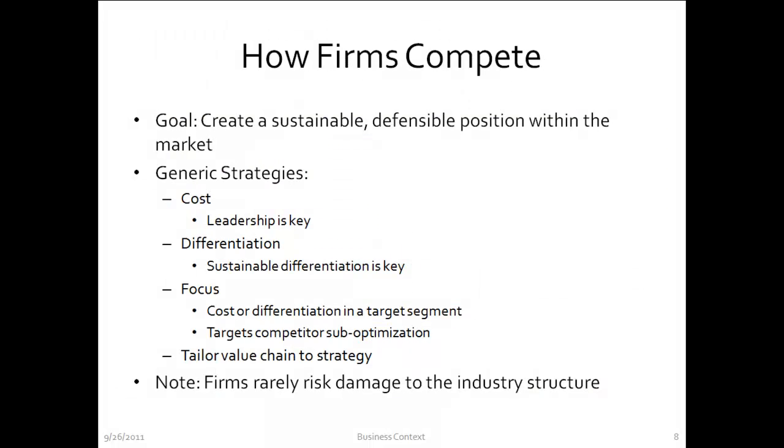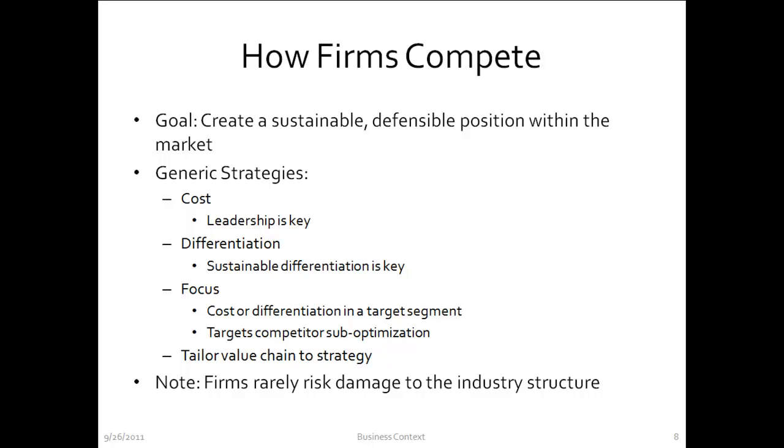So now let's think about how firms actually compete, now that you've been able to understand and analyze industry structure and the competitive position within a firm. Basically, the goal for a firm is always to create a sustainable, defensible position within the market. Sustainable means something that can keep going. Defensible means something that can't be attacked by others. And typically firms follow what are known as generic strategies. And the three generic strategies are cost, differentiation, or focus.